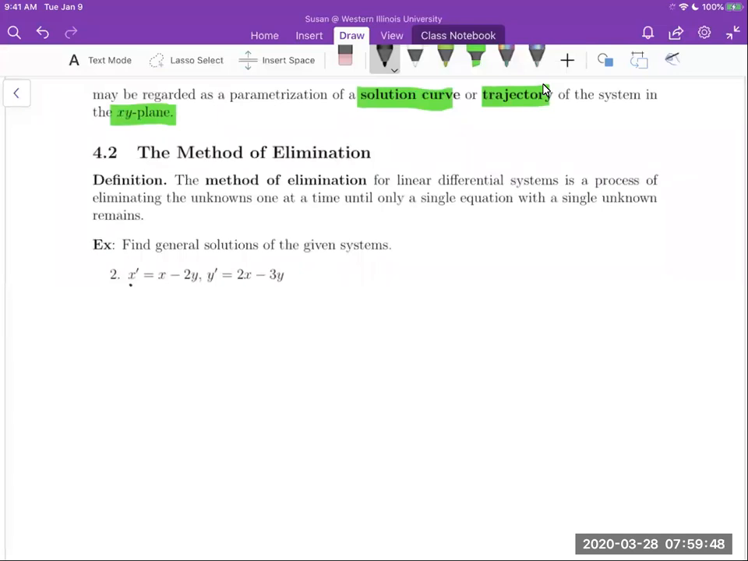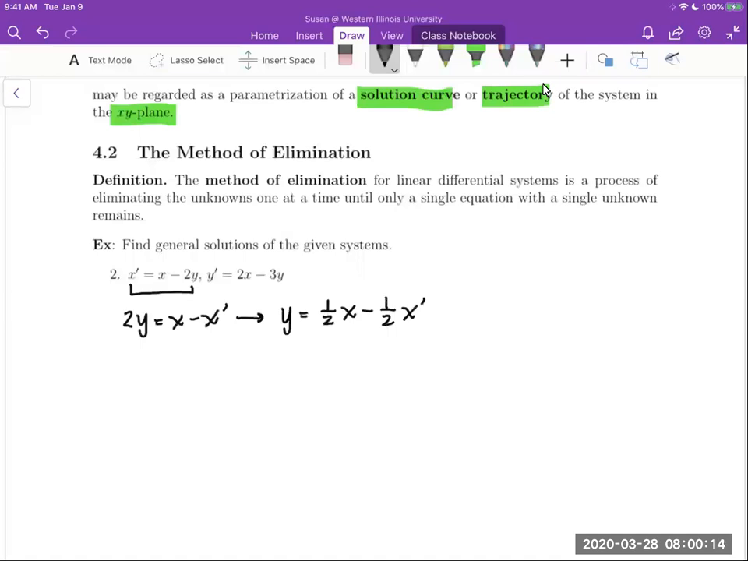So I'm just going to arbitrarily choose to look at this first differential equation, and I'm going to solve for the one variable in there that is alone. So in particular, in this one, it's going to be y. So I'm going to say 2y equals x minus x prime. And so y is going to equal 1/2 x minus 1/2 x prime.